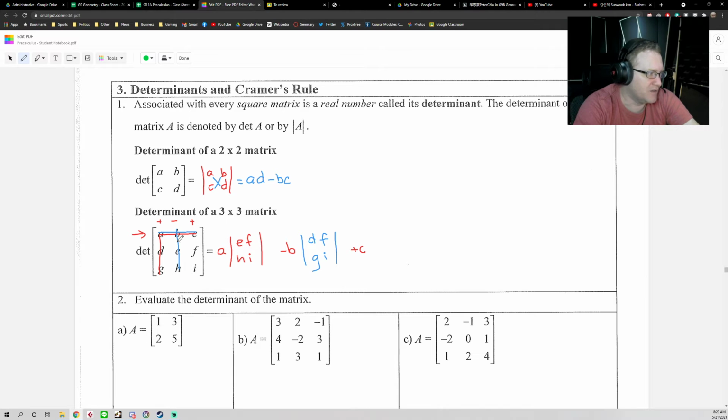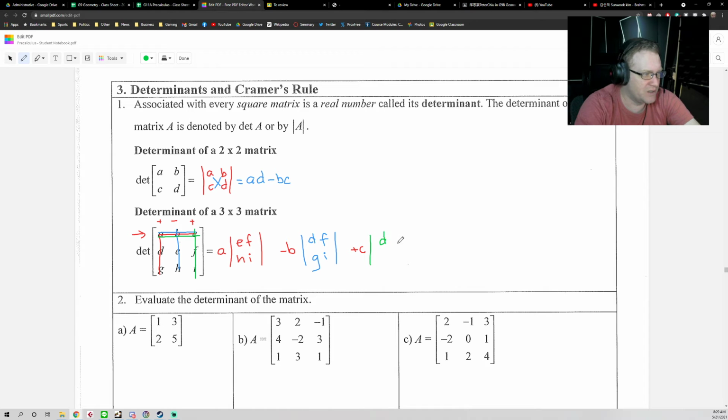Finally, we have our C. Now, so we're gonna take out everything that's in the same row as C. Bye-bye. And everything that's in the same column as C. Goodbye. And I ignore the blue and the red. So what do we have left over? We have D, E, G, H. All right, D, E, G, H. So that's the determinant that we're gonna find here.